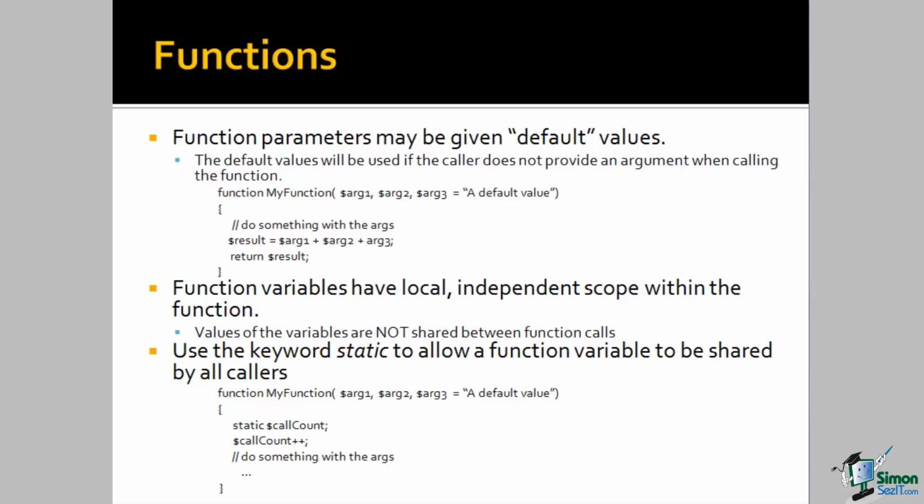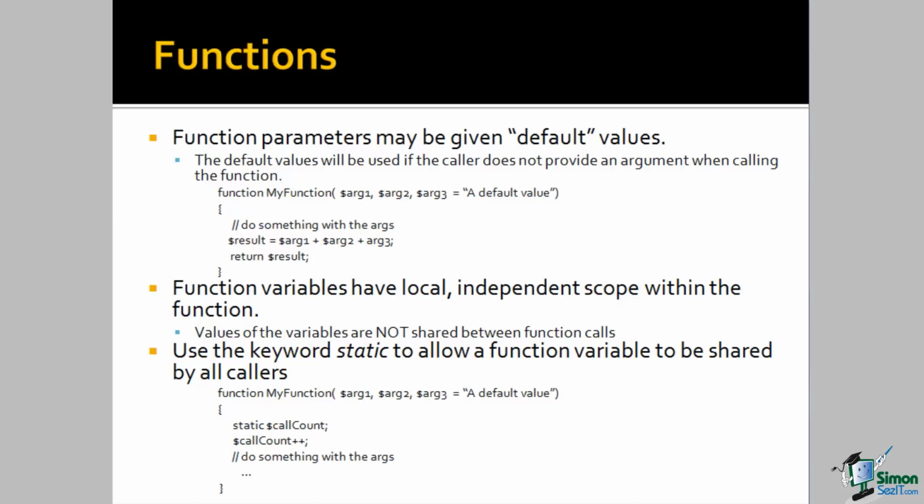So in this example, I have arg1 and arg2, and arg3 equal to a default value. What that says is that when this function is called, the caller must provide at least two arguments, an argument for arg1 and an argument for arg2. They may or may not provide an argument for arg3, because arg3, if no argument is passed in, is going to get a default value string as its argument.